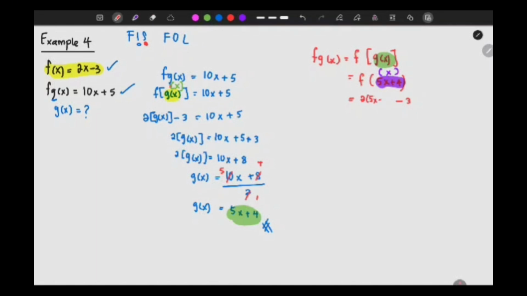So expand lah. 2 times 5 is 10x. 2 times 4 is 8 minus 3. So 8 minus 3 is 5. Ta-da. Here you go. Therefore, 5x plus 4, it's correct.